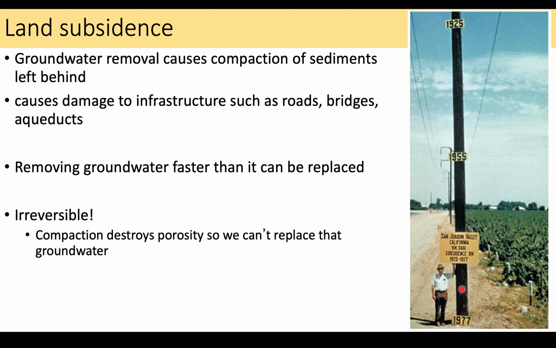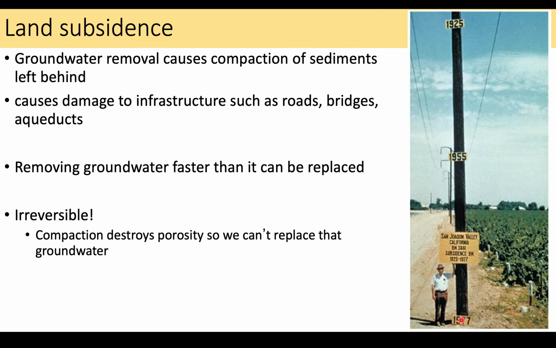So when we're using a lot of groundwater too fast, or much faster than it can be replaced, which is what we are doing now in California, we're going to see subsidence, or sinking of our surface. So here is an image of a man standing with this pole here, and the surface of this ground, where he would have been standing in 1925, was up here. In 1955, it had subsided, or sunk down to here.